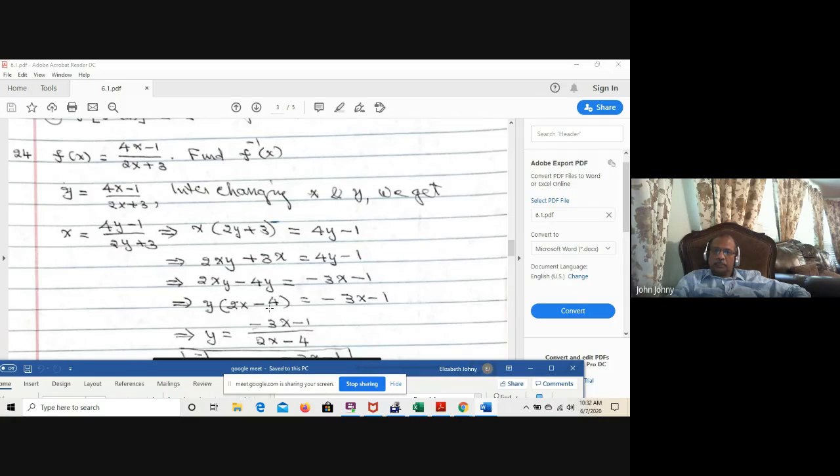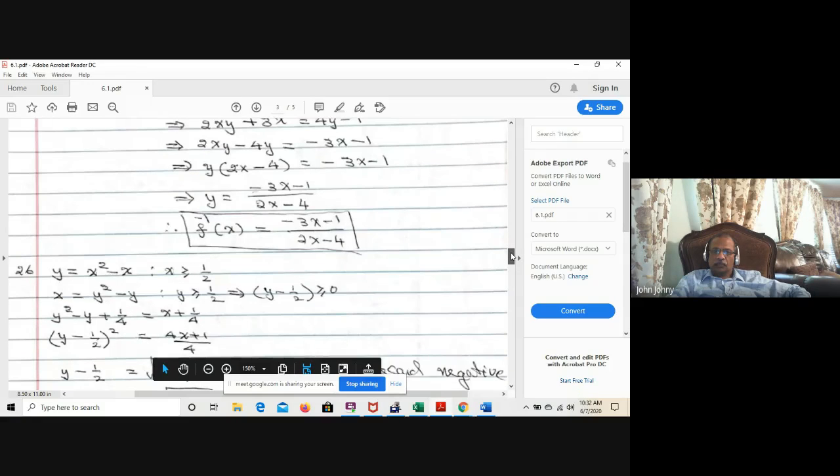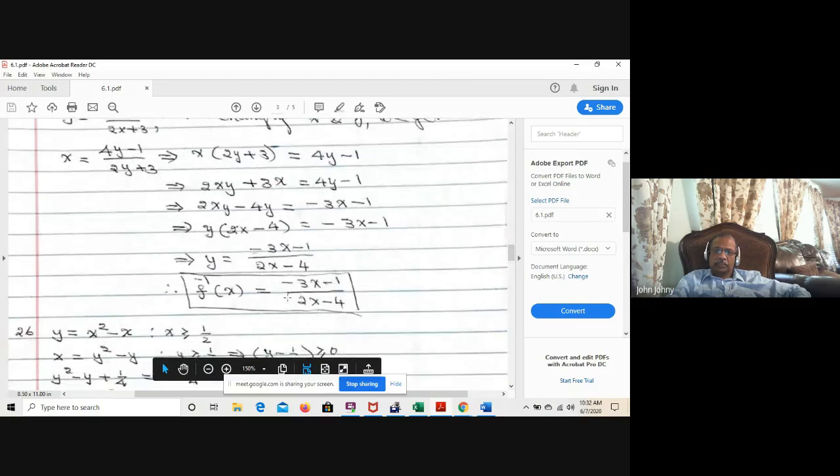Divide both sides by 2x minus 4. So y is equal to (negative 3x minus 1) all divided by (2x minus 4), and that is f inverse of x. So f inverse of x is equal to (minus 3x minus 1) all divided by (2x minus 4).